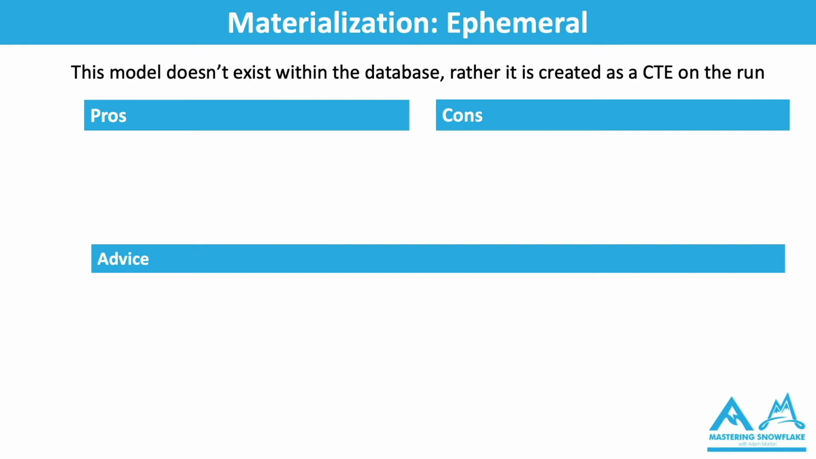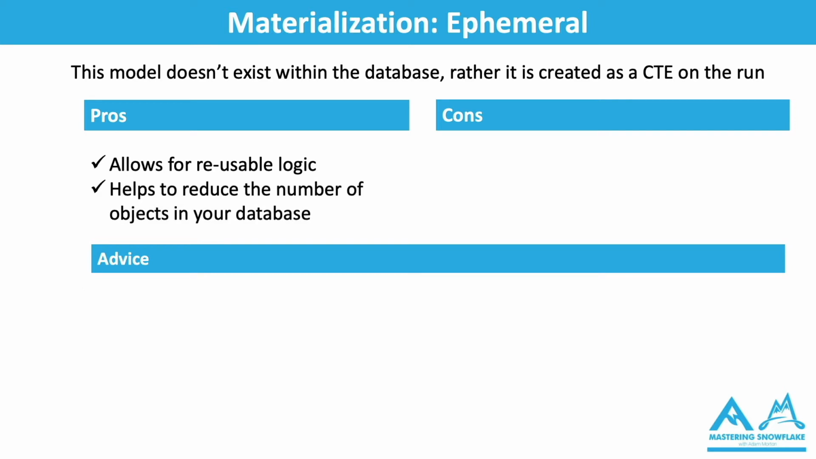Our fourth and final type of materialization we're going to cover as part of this video is the ephemeral materialization. This model doesn't actually physically reside or exist within the database, rather it's created as a CTE when you run the dbt command. So this still allows you to plug reusable logic into your models, and it helps to reduce the number of objects in your database, that potential clutter of objects. You can obviously segregate things by schema to make it more readable and easier to find objects. But on a large implementation, if you're dealing with thousands of objects, it could be useful to introduce this kind of materialization into your project.